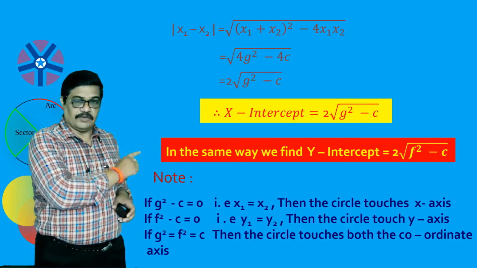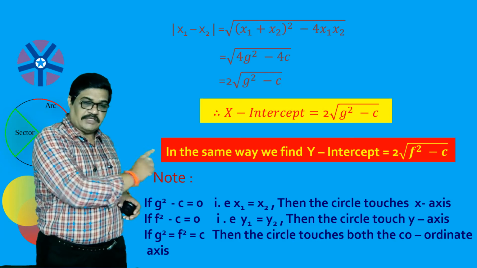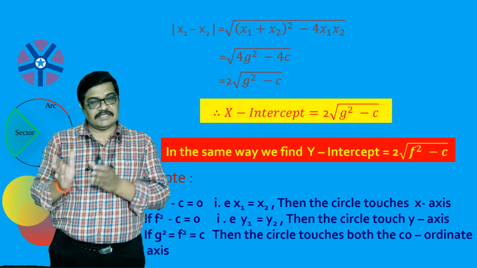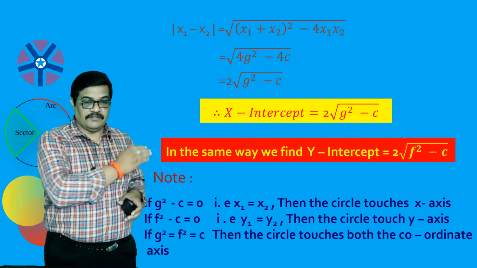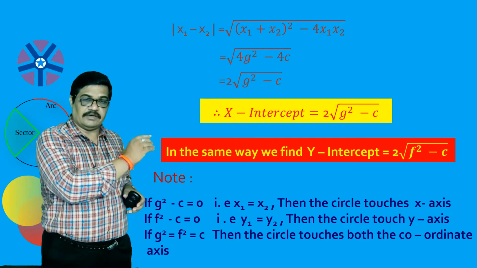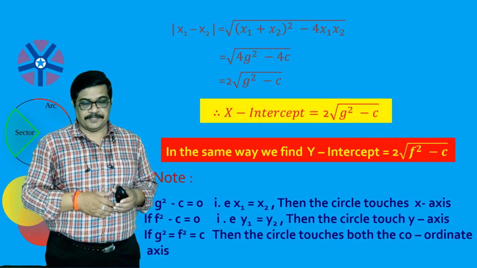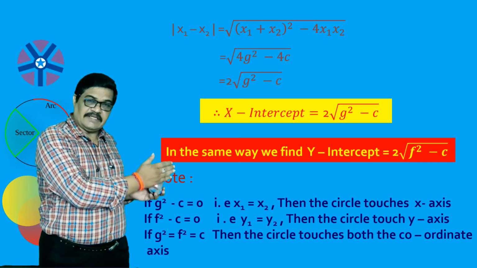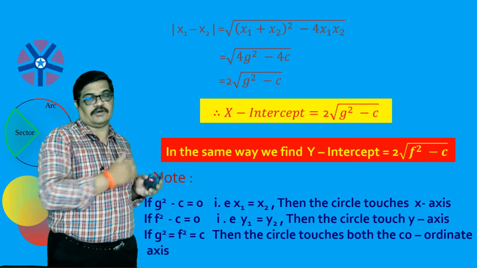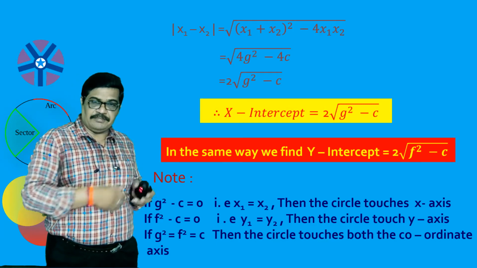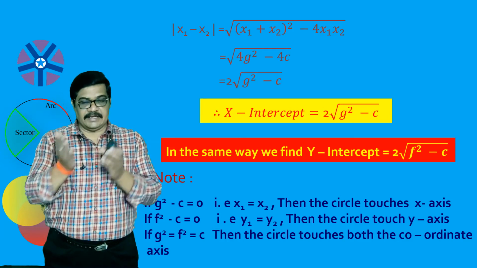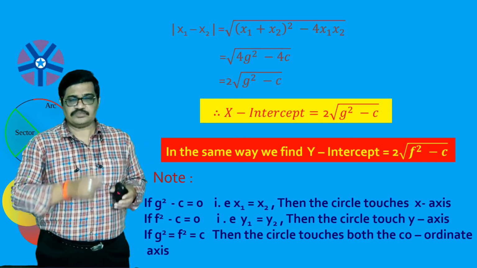See the notes here: we are observing g square is equal to c, that is x1 is equal to x2, then the circle touches the x-axis. Similarly, if f square minus c is equal to 0, what is the y-intercept? 2 into root of f square minus c. If f square minus c is 0, then the y-intercept is 0. The y-intercept is 0, then this circle touches the y-axis.